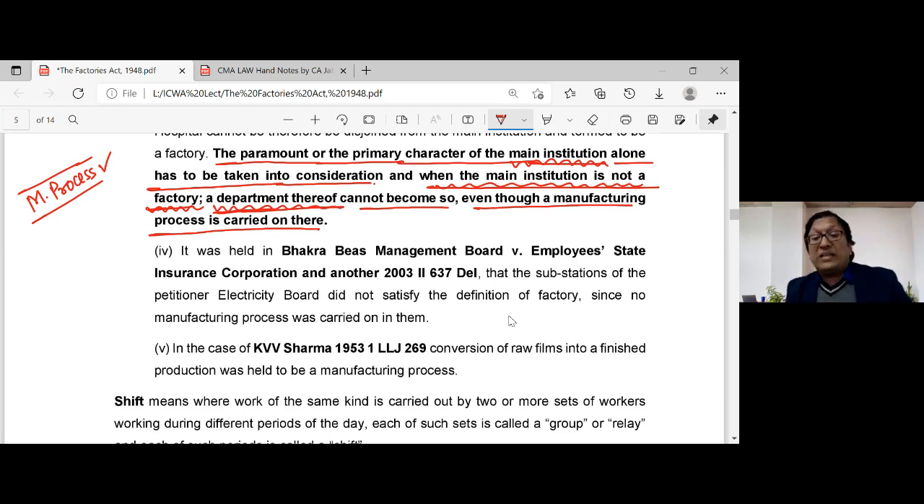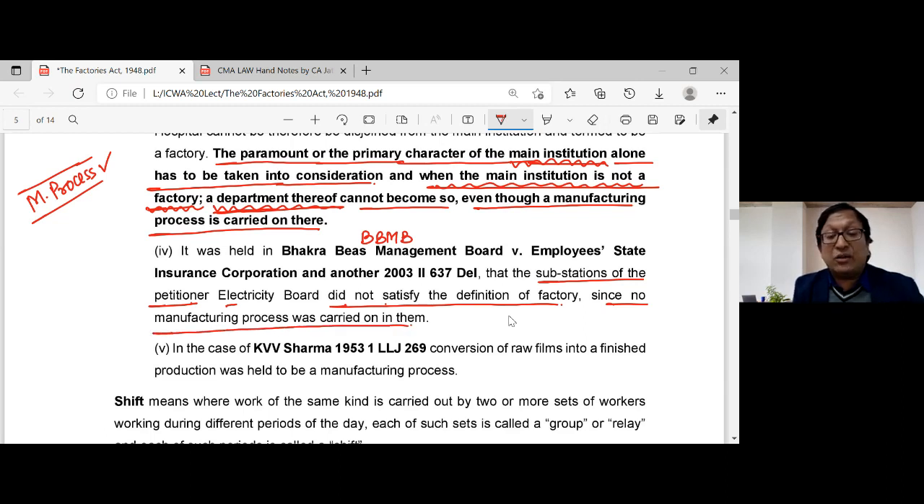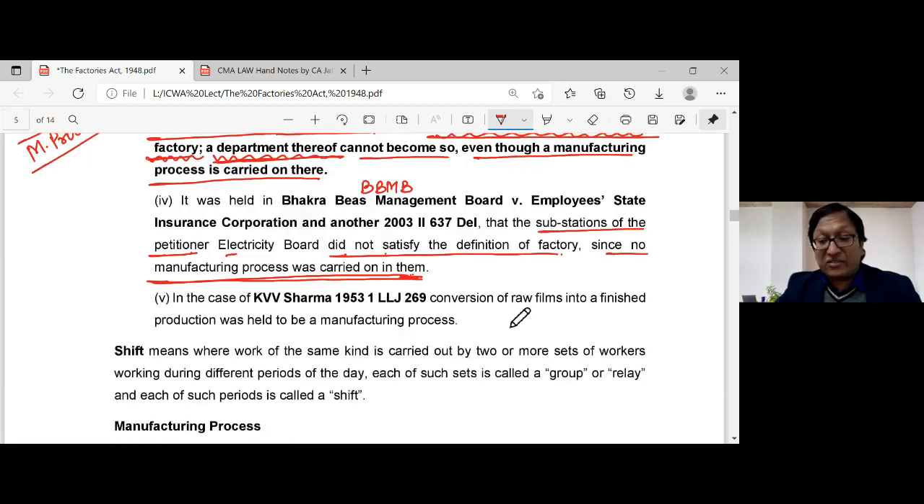Then there is one more judgment, that is BBMB, Bhakra Beas Management Board, and Employee State Insurance Corporation. In that judgment, it was held that the substation, like they are generating electricity, that substation of the petitioner electricity board did not satisfy the definition of factory, as no manufacturing process is being carried on in them. So therefore, it will not be treated as a factory.